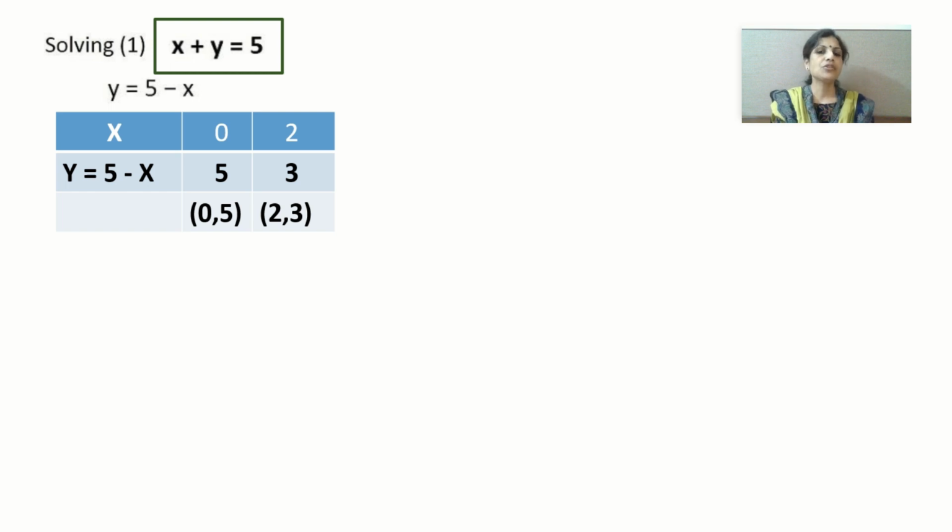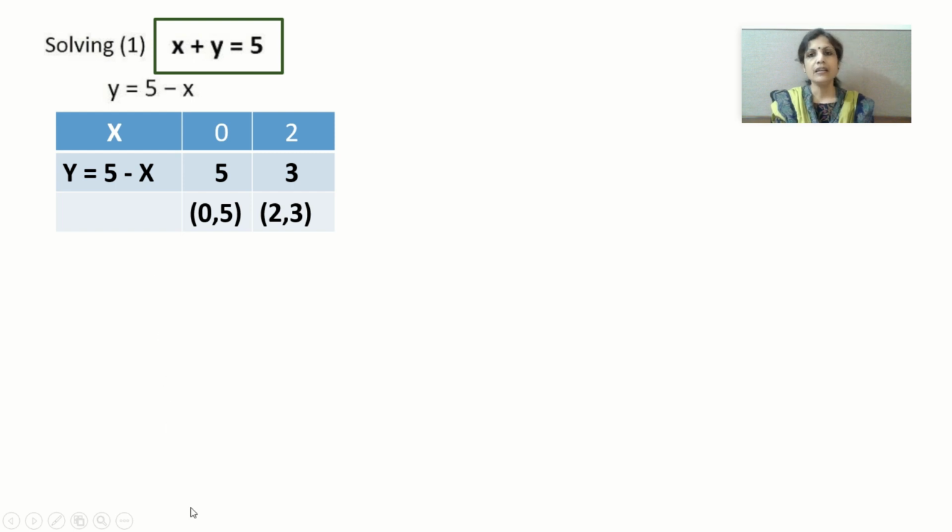So if I substitute x is equal to 0, we get the value of y as 5. And if you substitute x is equal to 2, then the value of y is 3. So we get two coordinates 0, 5 and 2, 3. I repeat once again, when you have to substitute for the value of the variable, it can be any value which is suitable for you.